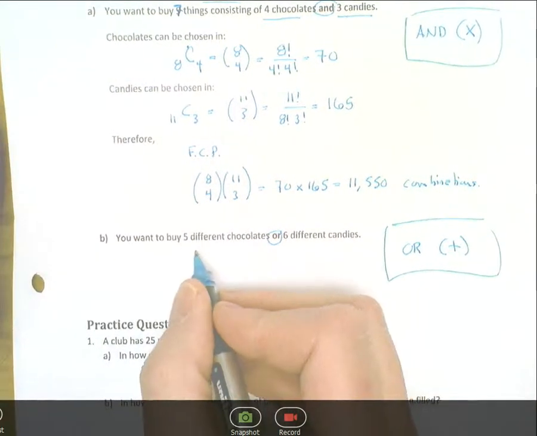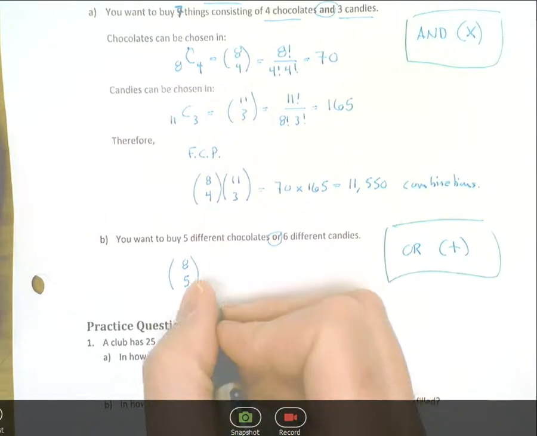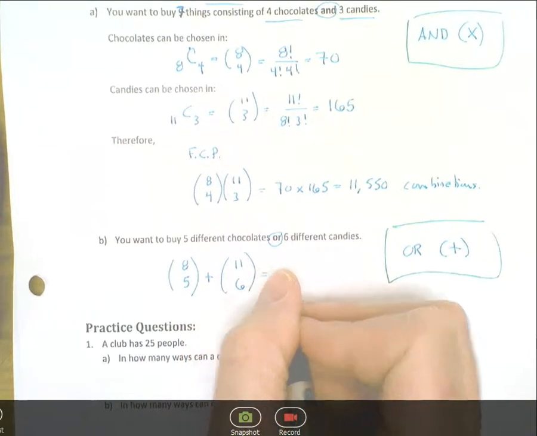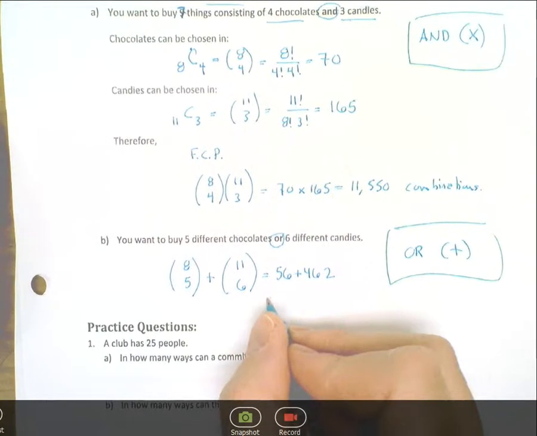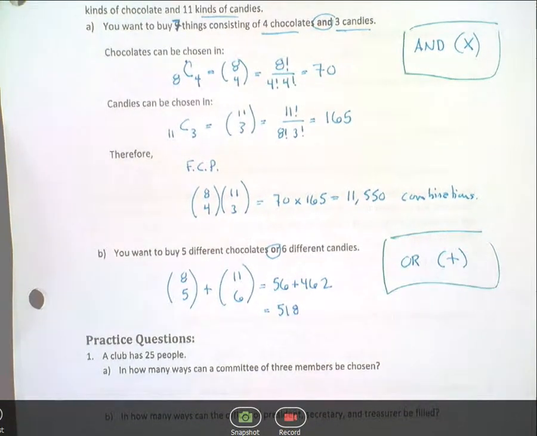All right, 5 different chocolates. So we have 8 chocolates to pick from. We're going to pick 5. Plus 11 candies, we're picking 6. So it's 56 plus 462. So there's 518 combinations. Now here's a neat thing.